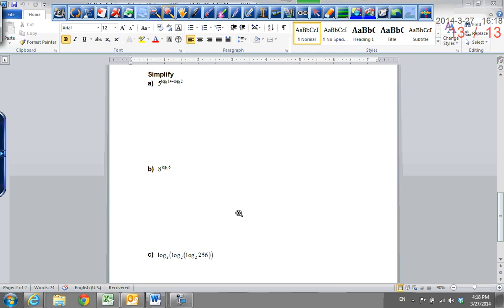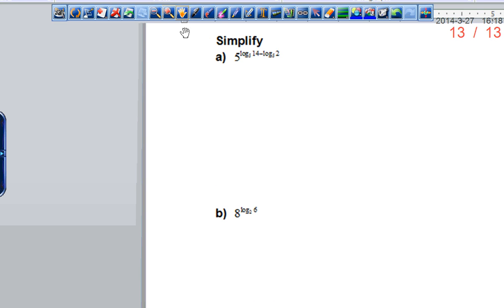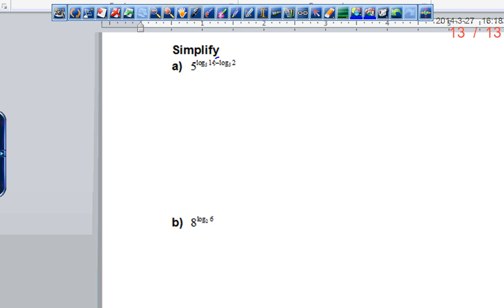Letter A. Recognize that I have a minus sign there, so I have 5 to the log base 5. See how the same number now? So I should maybe be seeing something of 14 over 2. Well, I know what 14 over 2 is. That's 7. All that, bye-bye. Answer is 7.